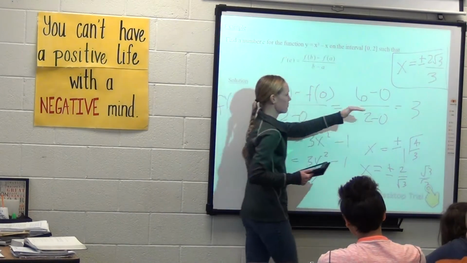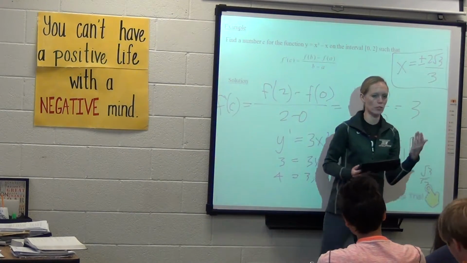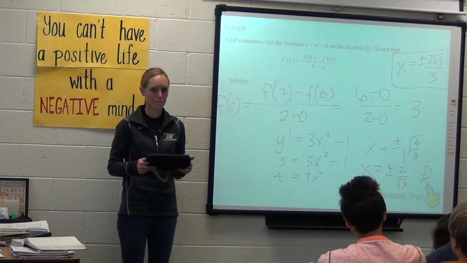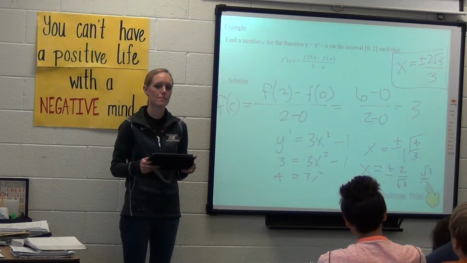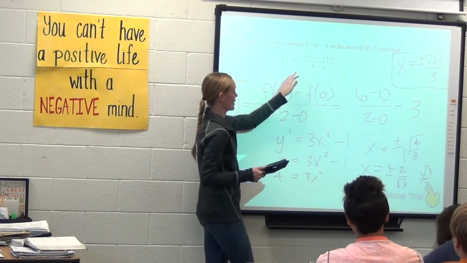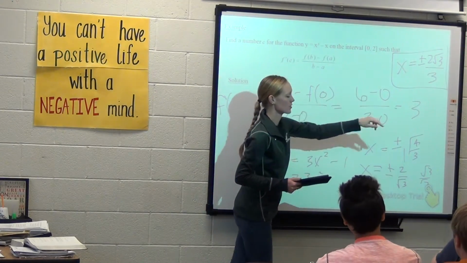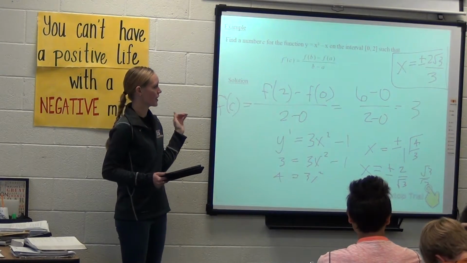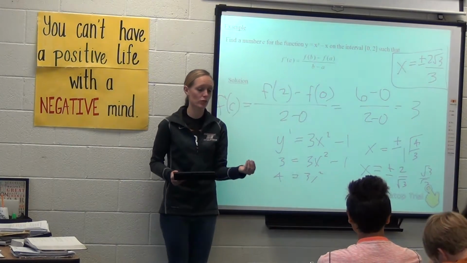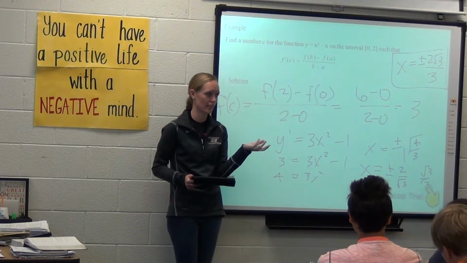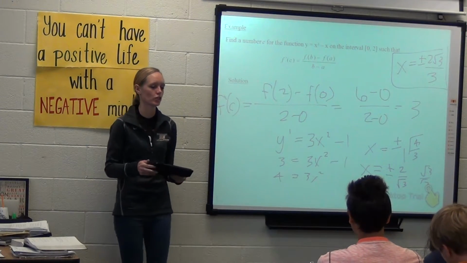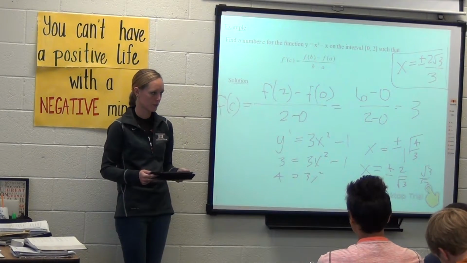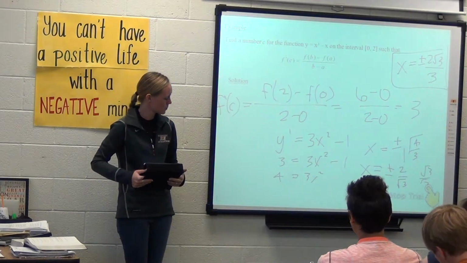So what did we just find? What is this plus or minus 2 square root of 3 over 3? That's where the tangent line to this curve has a slope of 3. We want to know the x values in there where the instantaneous rate of change, get used to these kinds of words, is equal to the average rate of change over that interval. Okay?